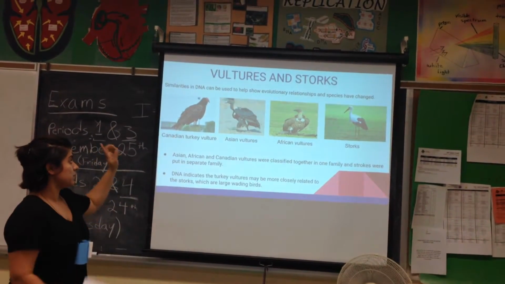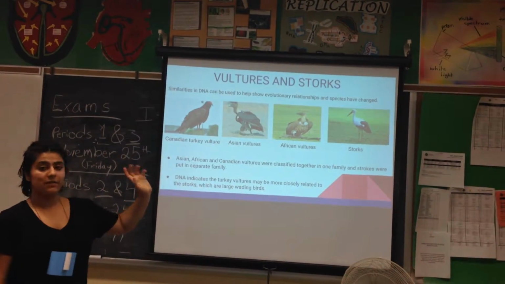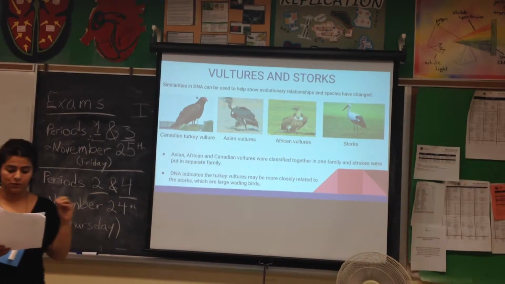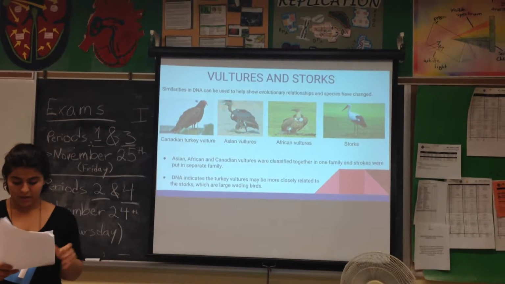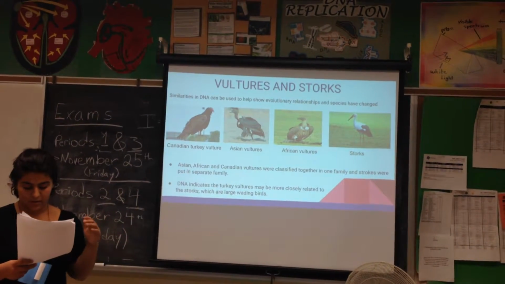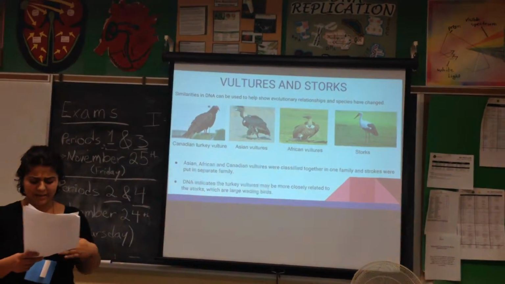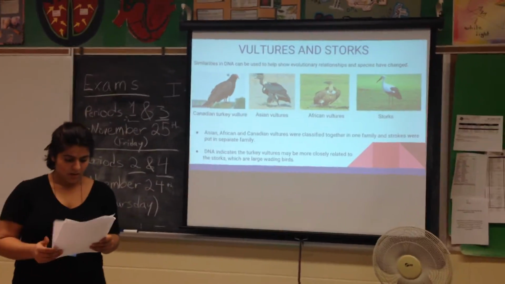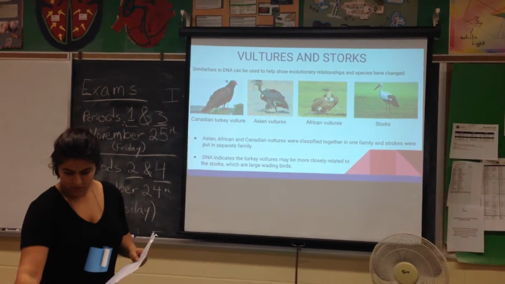Now, the Canadian turkey vultures are related to the storks because these two birds are the only birds that urinate on their legs. It's to keep them cool in hot weather, and to keep their legs clean and kill bacteria. And that's pretty much it.